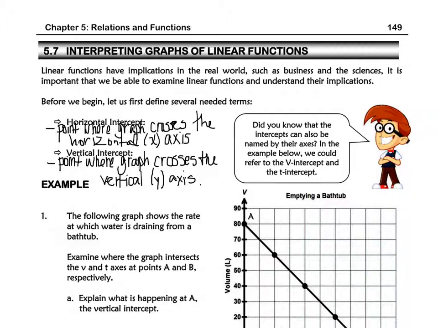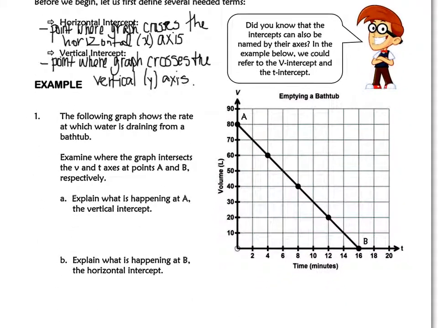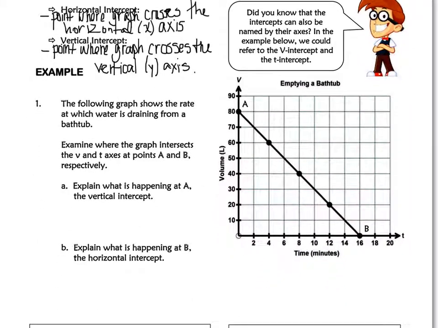When you say the point, you can give that point as an ordered pair, or sometimes they'll just use the variable defining that axis. For example, if it's the horizontal intercept, or x-axis, they will just say x equals whatever value it is, or they could write it as an ordered pair. I'll show you that when we get into the examples. So the first graph is about showing the rate at which water is draining from a bathtub.